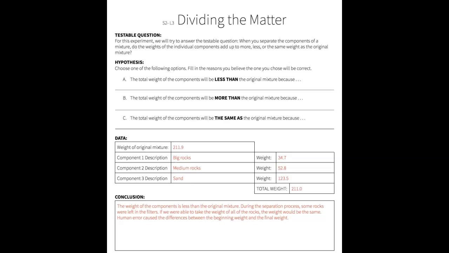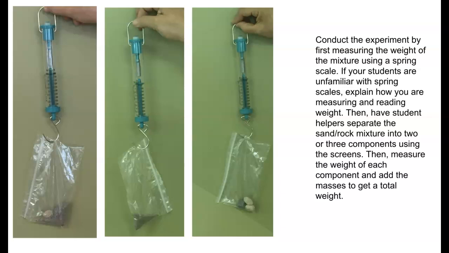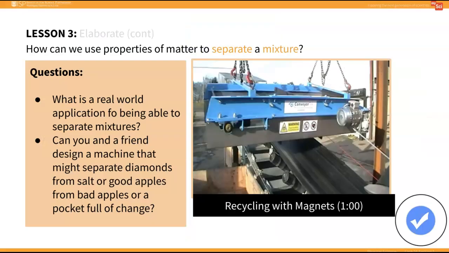Use the answer key in the teacher pages to give you an idea of what the different components will be and how much they should weigh compared to each other. Use a spring scale or the electronic balance found in the kit to measure the weight of the rocks. At the end of the Elaborate, you'll have a discussion about what it means to separate mixtures in the real world. This could be anything from separating magnetic materials in a scrapyard using a large magnet, or separating the change in your pocket at a machine in the bank.